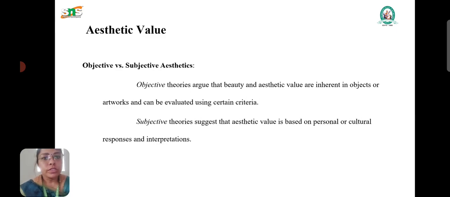Next topic we are going to see is aesthetic value. It has some value for the aesthetics that can be divided into two types: objective aesthetics and subjective aesthetics. Objective aesthetics is nothing but beauty and aesthetic value inherent in objects or the artwork, and it can be evaluated using certain criteria. Subjective aesthetics is the aesthetic value which is based on personal or cultural responses and interpretations.